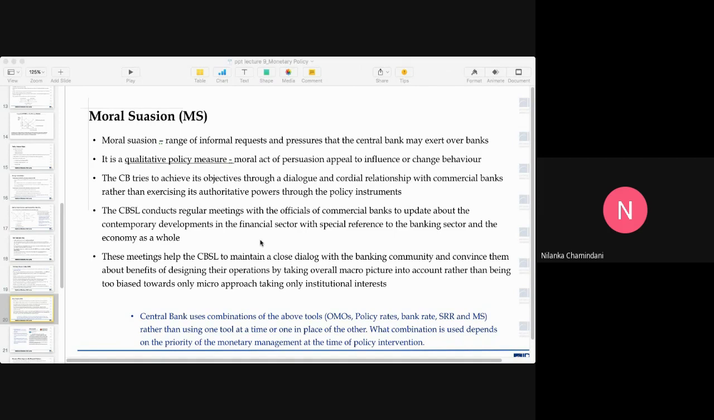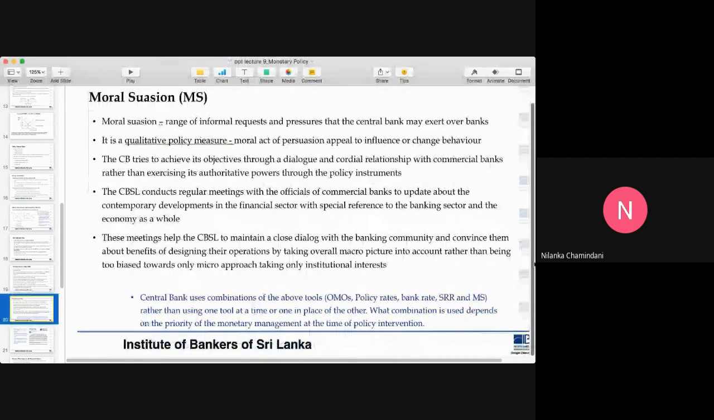These meetings help the central bank maintain a close dialogue with the banking community and convince them of the benefits of designing their operations by taking the overall macro picture into account, rather than being too biased towards a micro approach, taking only institutional interest. That's what I described.